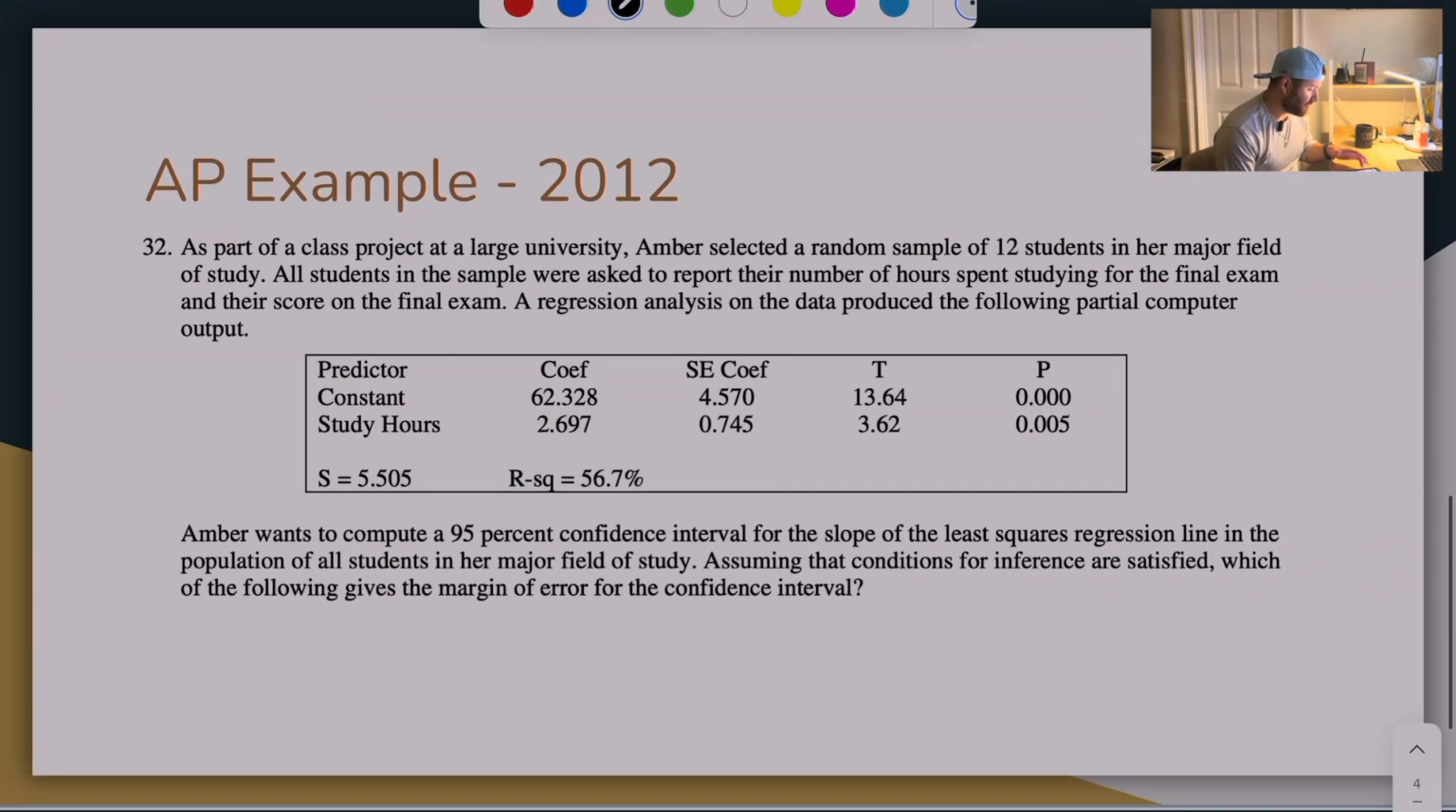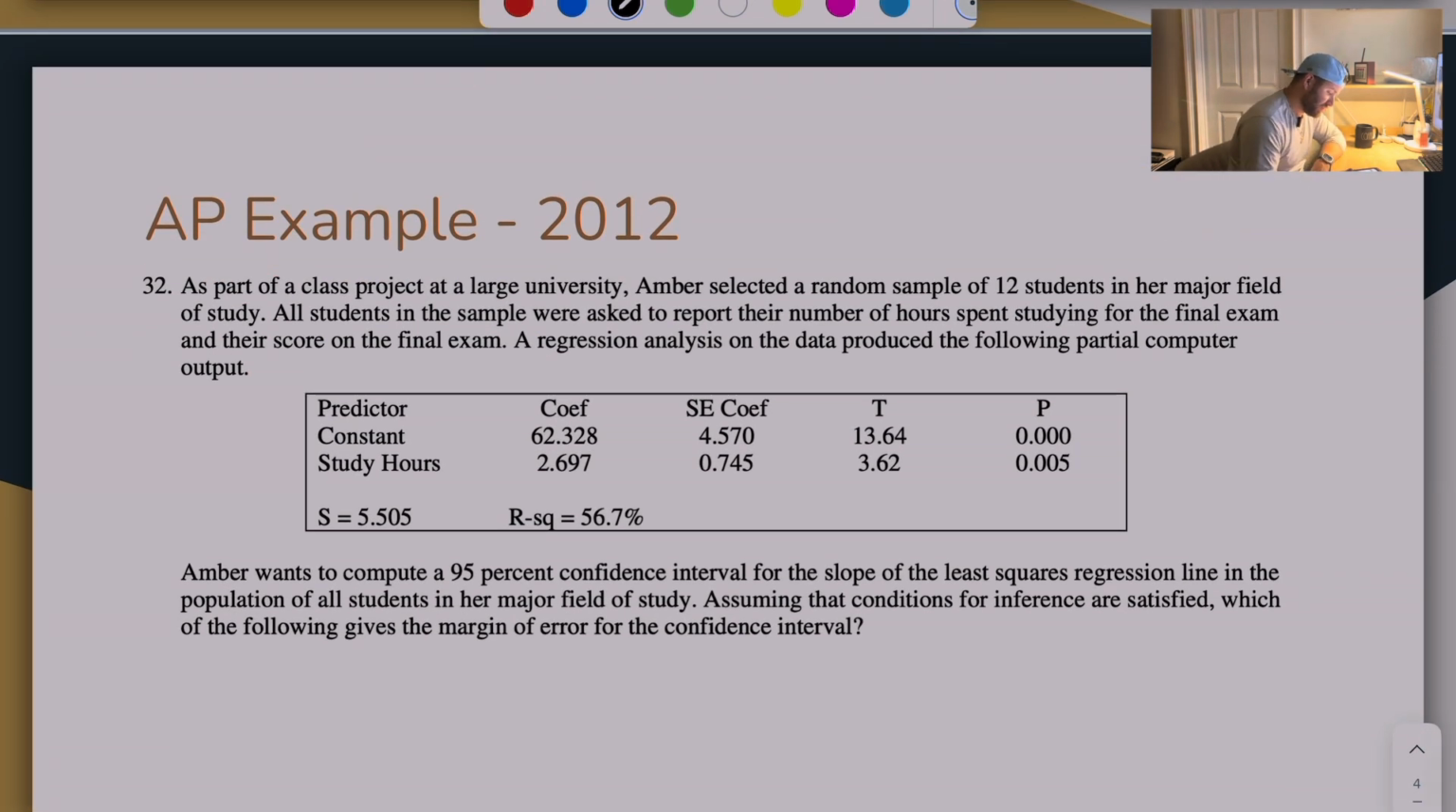If we take a look, this is about a class project at a large university. She selected a random sample of 12 students, and so on. We get the printout. Here's my favorite thing: assuming that the conditions for inference are satisfied. Like I said, that sentence is almost always going to show up and be a part of your problem. Now, which of the following gives the margin of error?